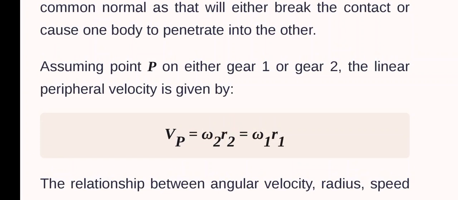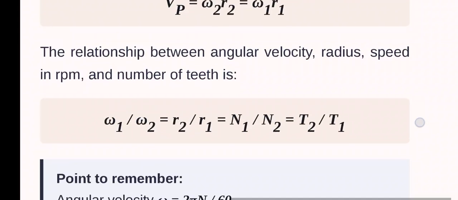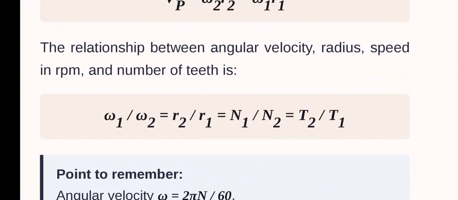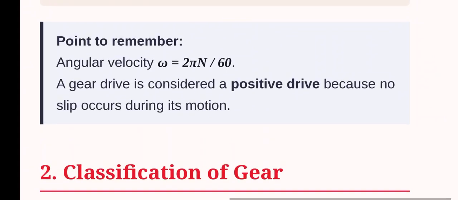Assuming point P on either gear 1 or gear 2, the linear peripheral velocity is given by Vp = omega 2 R2 = omega 1 R1. The relationship between angular velocity, rotational speed in RPM and the number of teeth is omega 1 by omega 2 = R2 by R1 = N1 by N2 = T2 by T1. Angular velocity omega = 2 pi N by 60. A gear drive is considered a positive drive because no slip occurs during its motion.